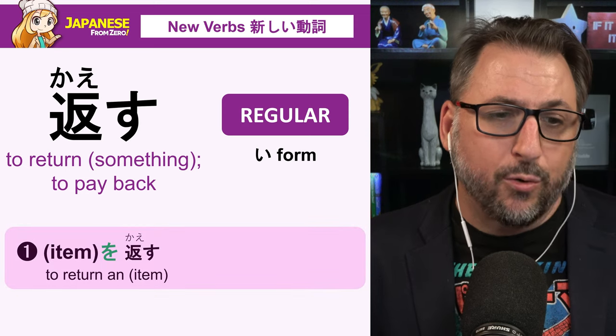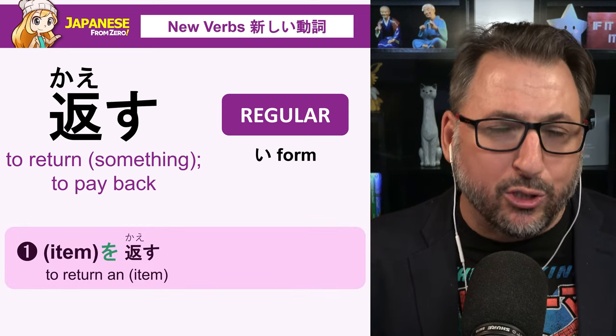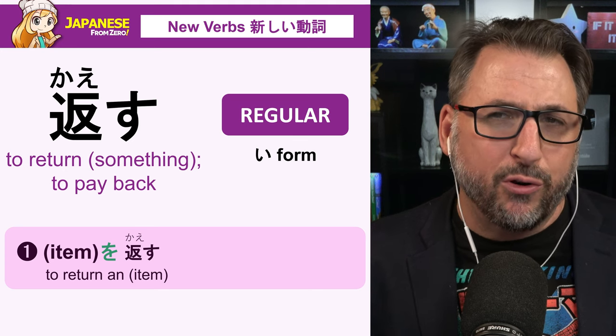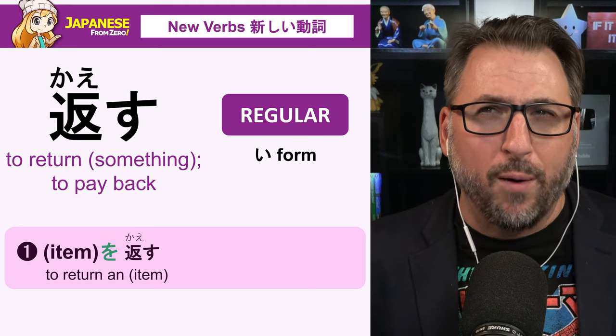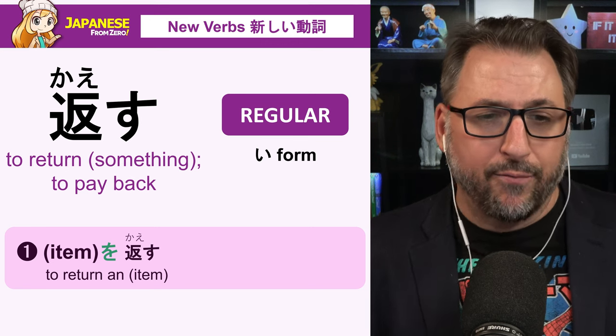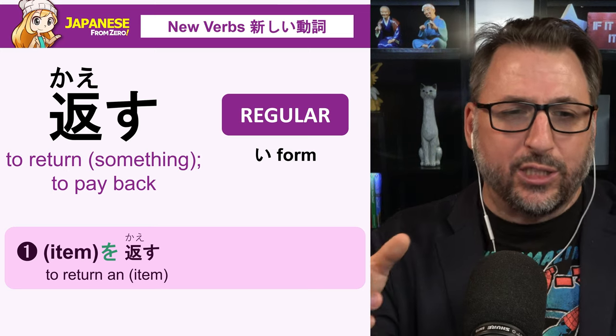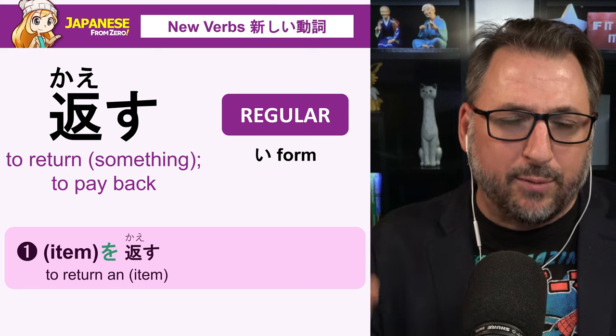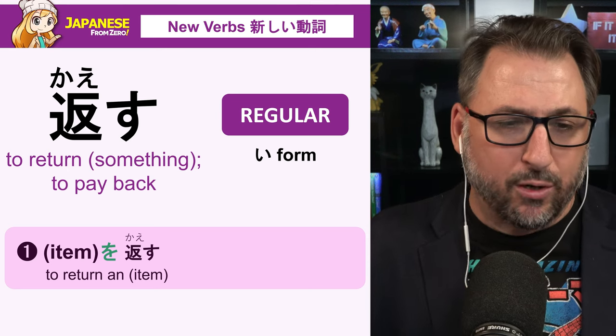All right, so you mark the item that you're returning with the object marker O. This should be second nature to you now. If you hear a new verb and you're thinking, what marks the thing that I'm doing the thing with? It's going to be an O, okay? If something is changing location, you're doing something with the thing where the verb is somehow affecting the object, it's going to be the object marker, all right?